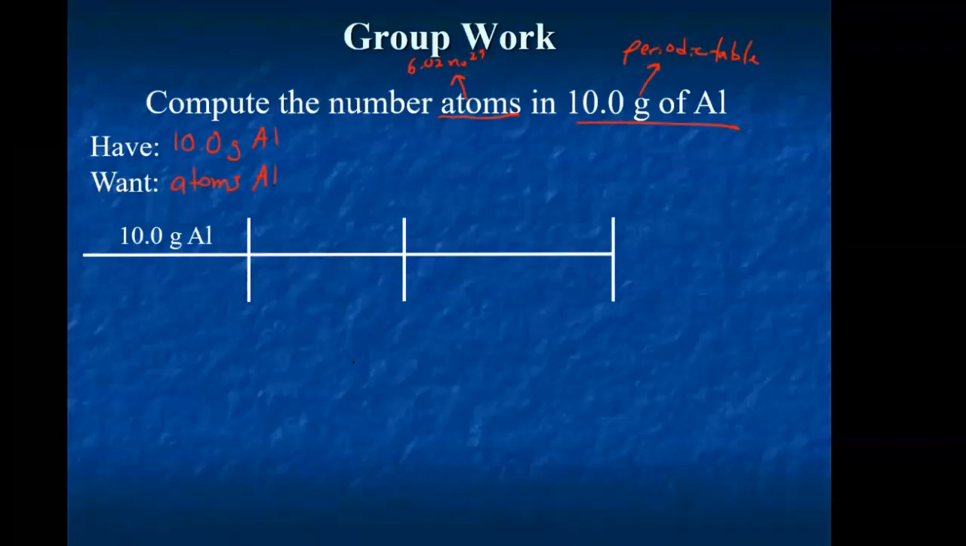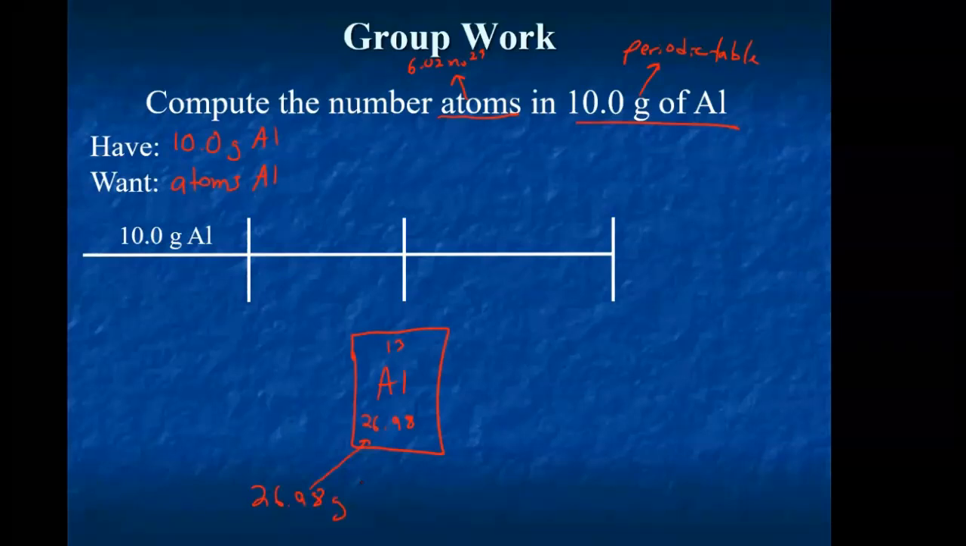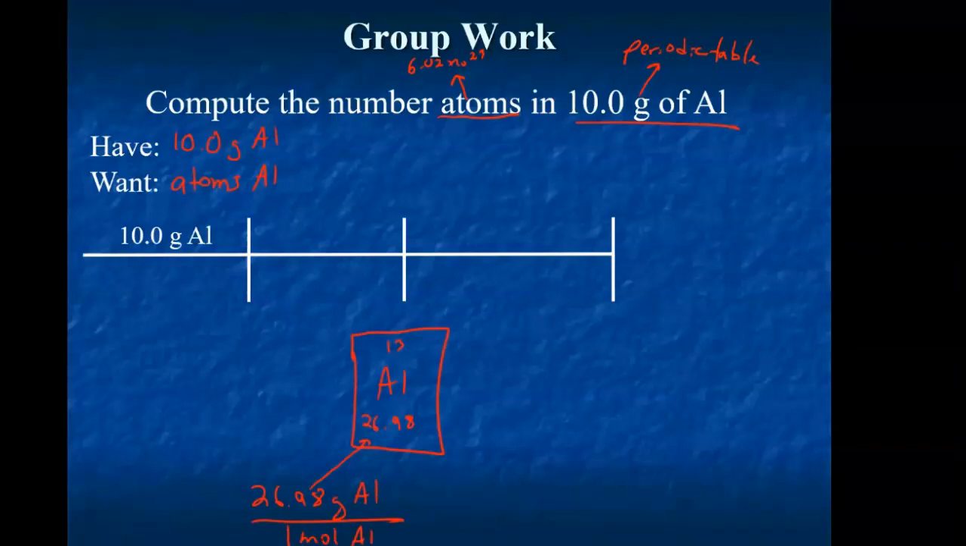So let's say we're not exactly sure what to do. I'm just going to do aluminum here. I have my periodic table today. So aluminum, this is what I see on the periodic table, says 26.98, right? So the decimal number on the periodic table, that means 26.98 grams of aluminum in 1 mole of aluminum, right? Or again, we could write 1 mole of aluminum over 26.98 grams of aluminum.